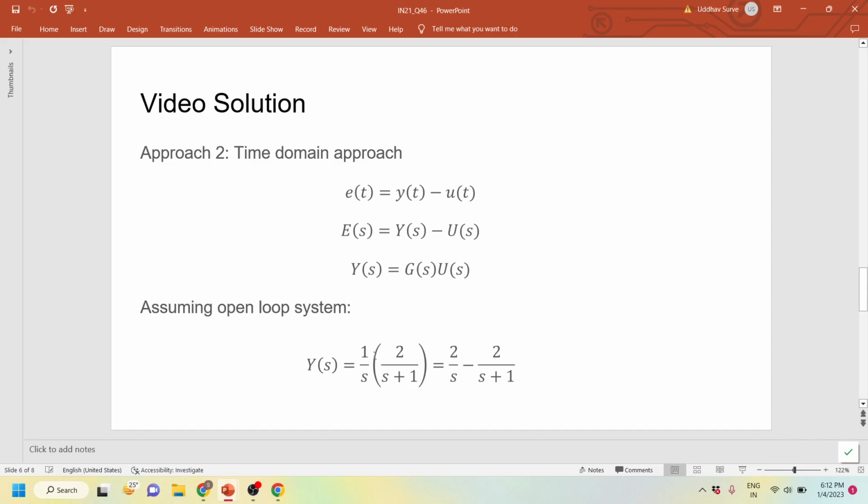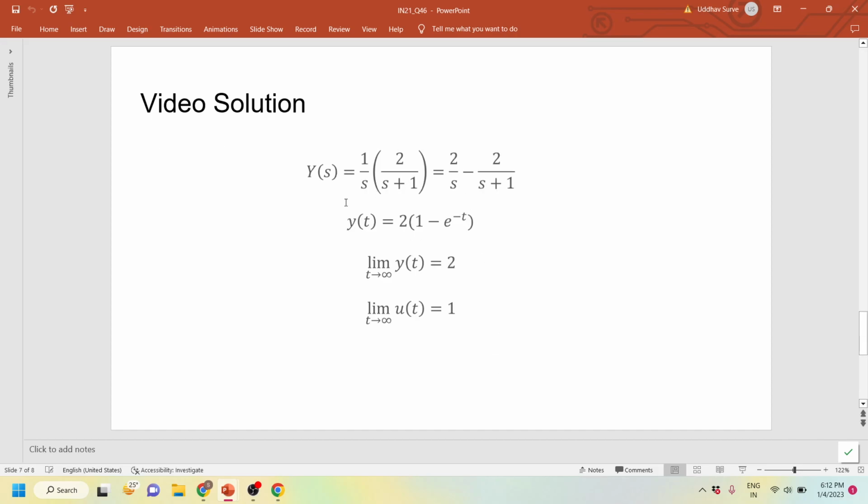Let us split them into partial fractions. This will amount to 2 upon s minus 2 upon s plus 1. Then when we take the inverse Laplace transform of this, y of t amounts to 2 into 1 minus e raised to minus t into u of t. I had forgotten to write that here. Then when we put t tending to infinity in this y of t, we are left with the final value of the output as 2.